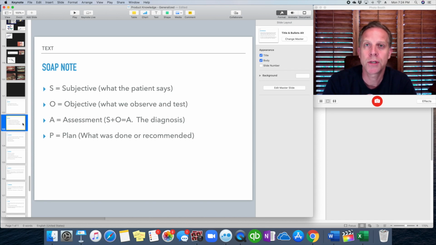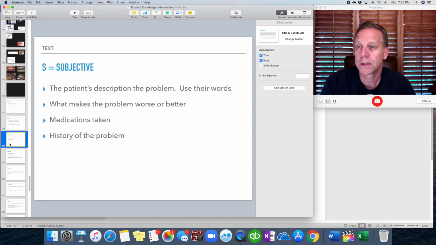O is going to be objective. It's what we observe. It's what we are testing. It's all the things that we're going to be making notes of during the exam so that we can then come to the letter A, which is assessment. If you take the subjective and you add the objective, you put those two together, you're going to get the assessment, which is also our diagnosis. And it could be more than one diagnosis, actually. I'll get into more details of that here in a second. P stands for plan, or what was recommended to do or what was actually done during the appointment. So let's go through that.